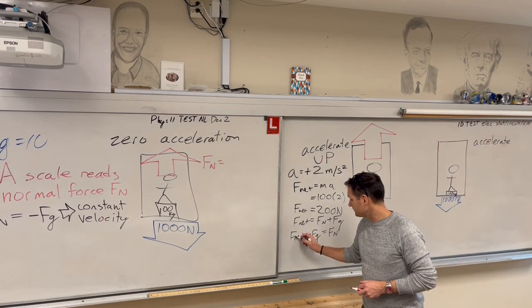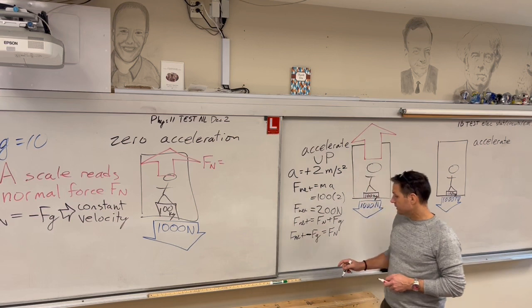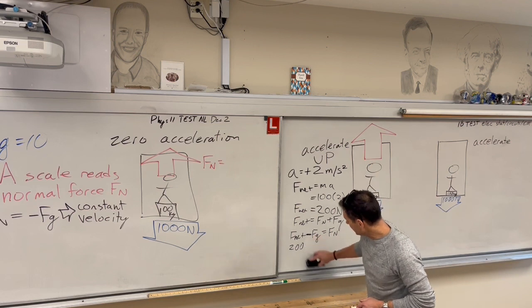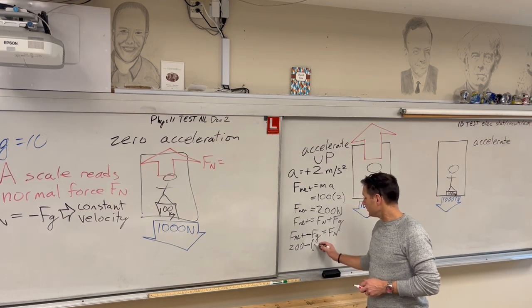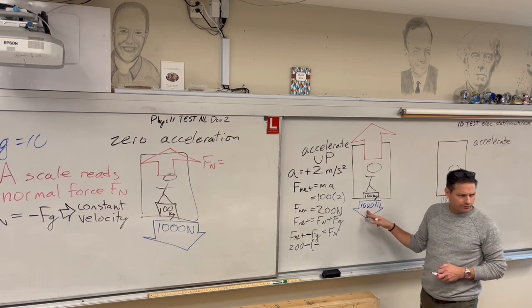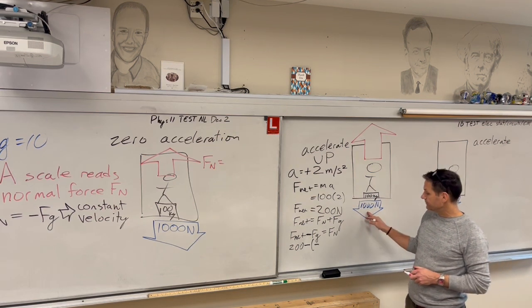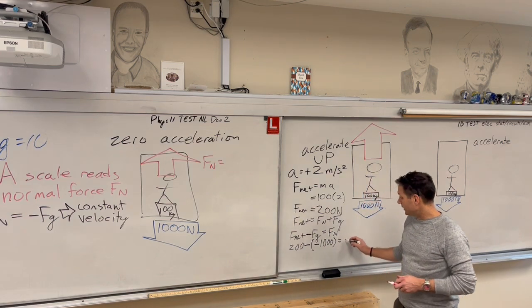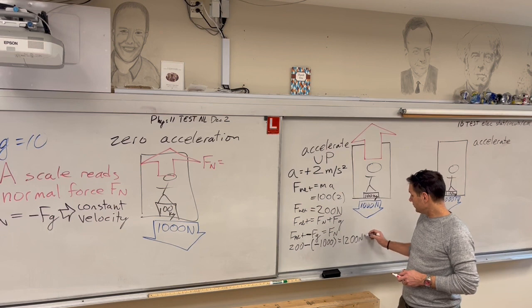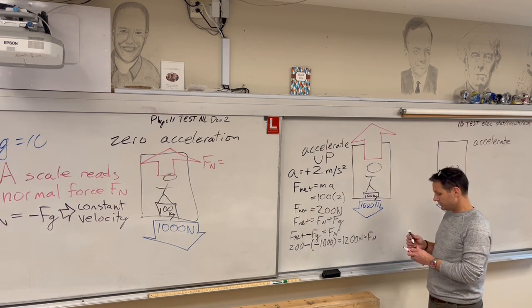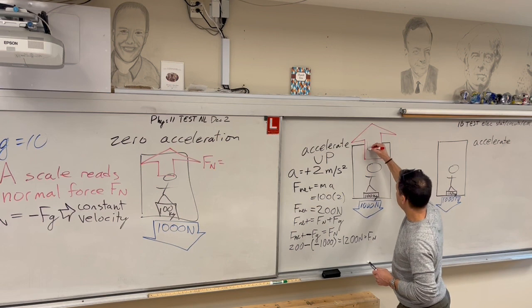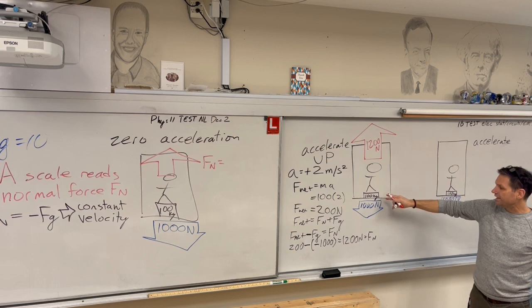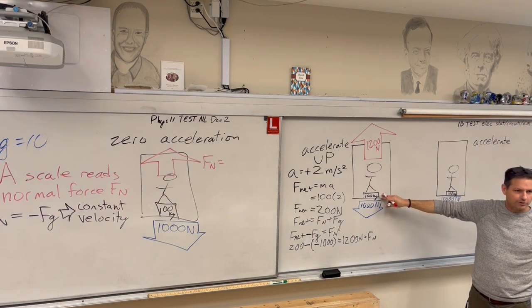And then you would say F net plus Fg would be Fn. Sorry, this is kind of messy. And so my net force is 200, and my gravity, as someone said before, has to be negative, right? Because it's downwards. Negative 1,000. And so that's going to give us our 1,200 newtons, and that's our Fn. So would my scale read the same, less, or more?